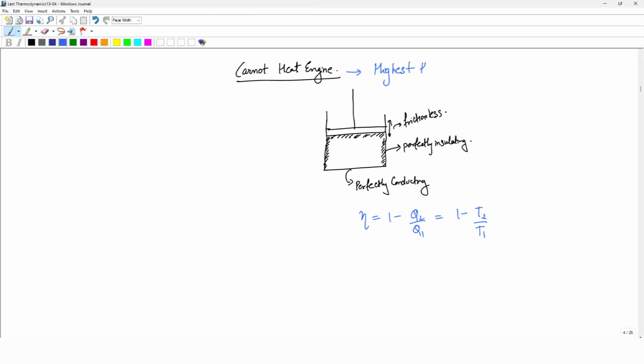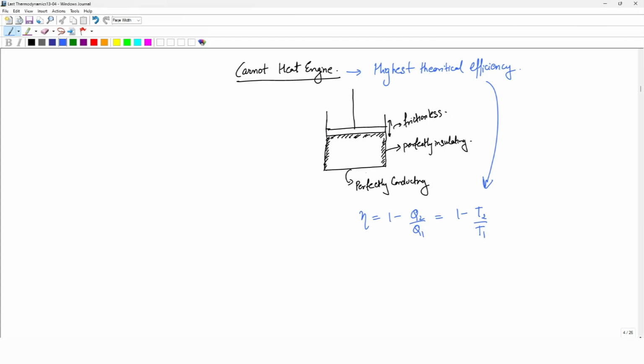This is the engine which is having the highest theoretical efficiency. The efficiency is related to the temperature of the source and the sink. We have discussed why it is so ideal, because of this piston cylinder system.